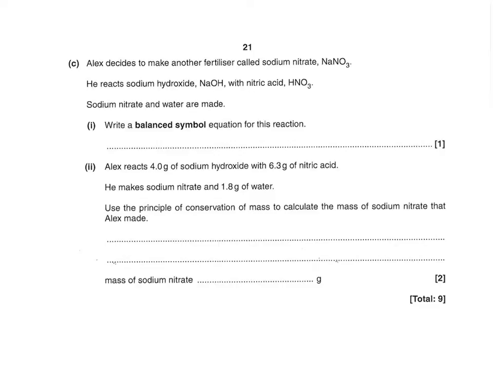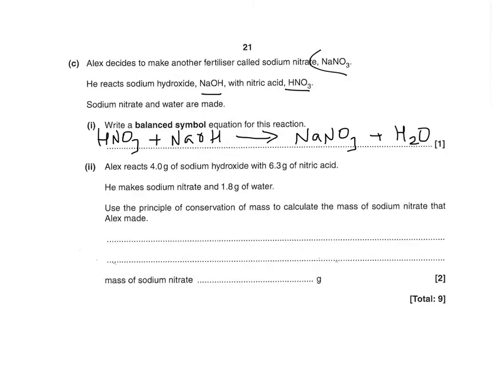Next question. Alex decides to make another fertilizer called sodium nitrate. He reacts sodium hydroxide with nitric acid, and sodium nitrate and water are made. Now here it wants a balanced symbol equation. It gives you the symbols for some of them, but not for all of them. So same process as with a word equation, draw an arrow first, and then it tells you that what is reacting together are these two. So you've got HNO3 plus NaOH, and that makes sodium nitrate, which is there, NaNO3, plus water. It hasn't given you the symbol for water, but you're expected to know that's H2O.